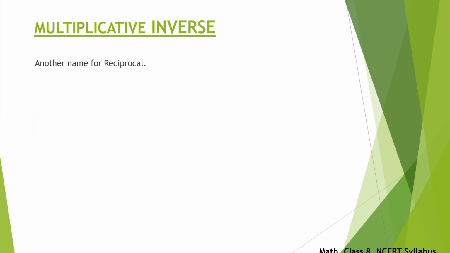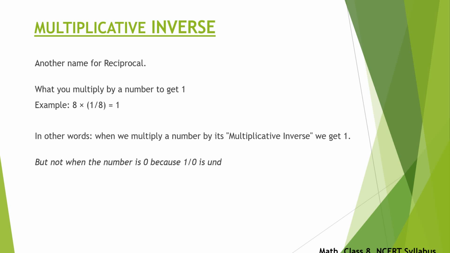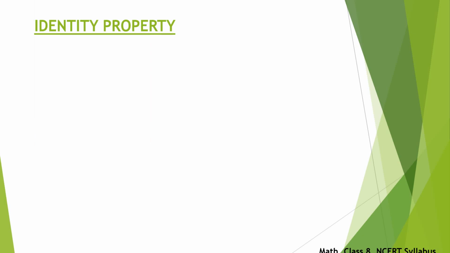Let us see what is multiplicative inverse. It is another name for reciprocal. That is what you multiply by a number to get 1. Multiplicative inverse is the number which is multiplied to get 1. For example, 8 into 1 by 8 is equal to 1. So we can say that the multiplicative inverse of 8 is 1 by 8. In other words, when we multiply a number by its multiplicative inverse, we get 1. But this does not work in the case of 0 because 1 by 0 is undefined. So we do not have any multiplicative inverse for 0.